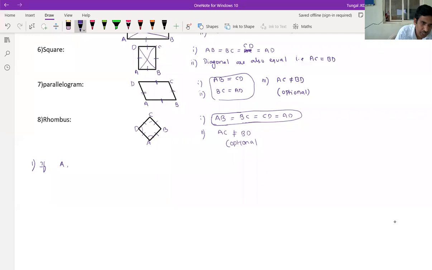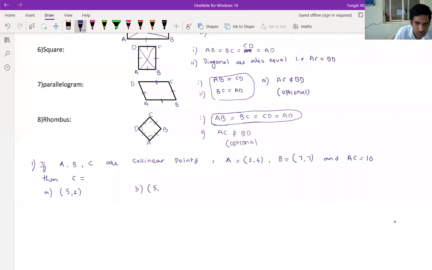If A, B, C are collinear points, A is (3, 4), B is (7, 7), and AC is equal to 10, then we have to calculate point C. Options: (5, 2), (5, -2), (-5, -2), (-5, 2). Right. That is the first question.